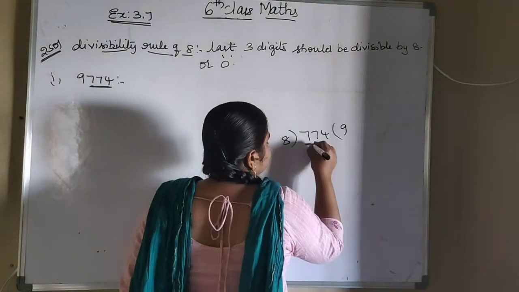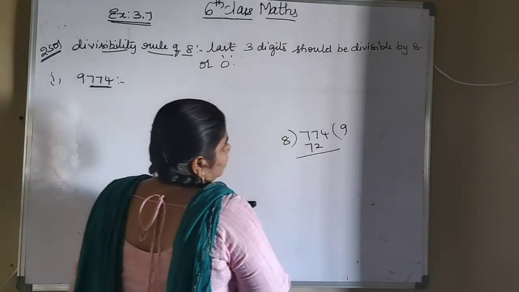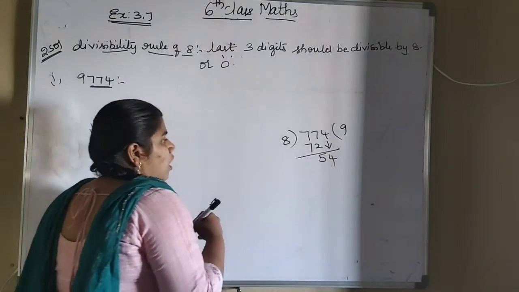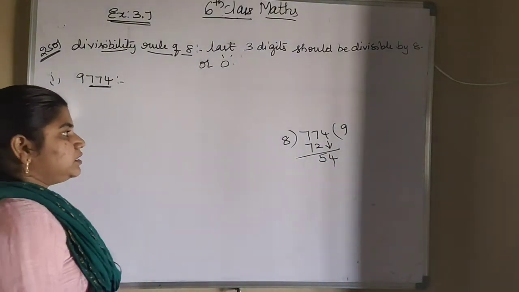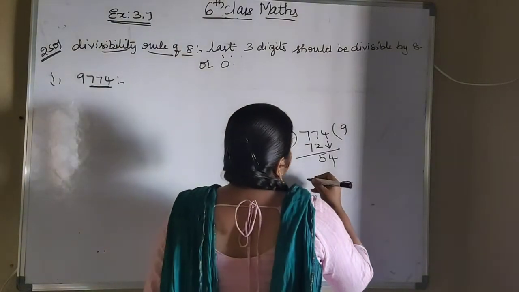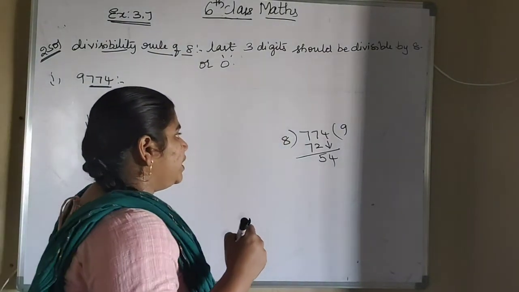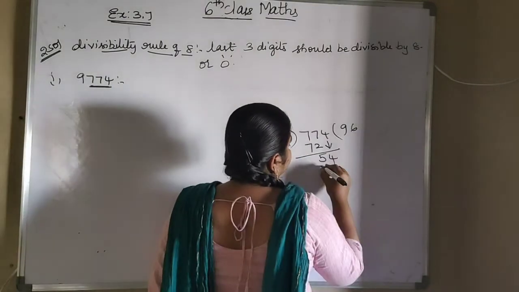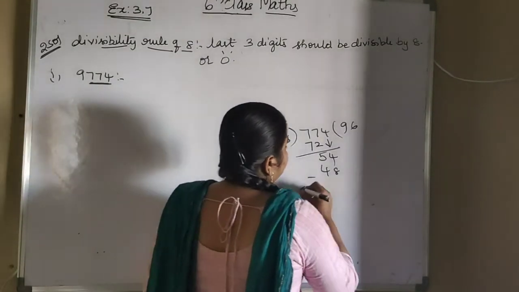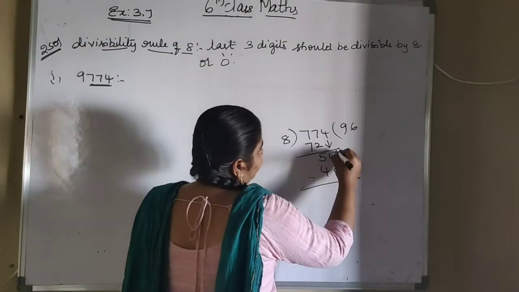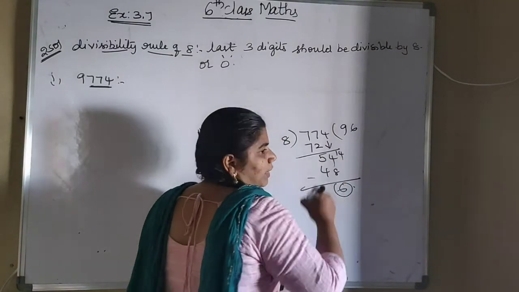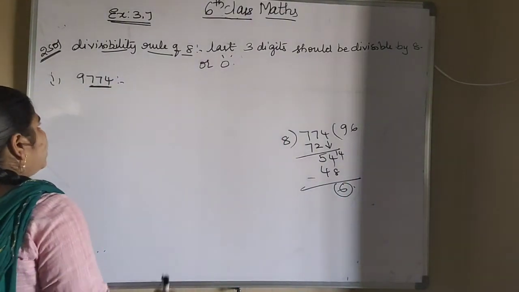8 9s are 72. So here it will be 5, 4. How many times can you take? 8 8s are 64, 8 7s are 56, 8 5s are 40, 8 6s are 48. So how much will it be? 14. 8 8s are 16, so it will be 6. So you got the remainder as 6. That means it is not divisible.